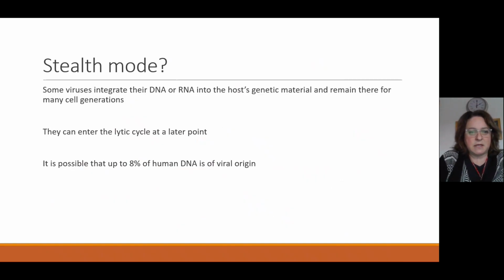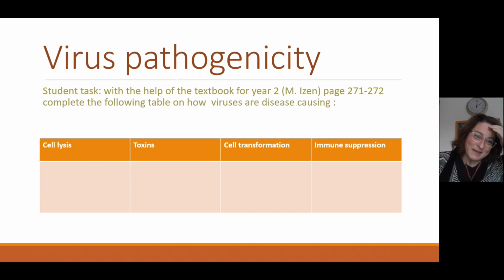So that lytic cycle, yes, it is about 8% of human DNA that is thought to be of viral origin. So obviously it made it into the, not the stem cells, not the somatic cells, the germline. That's the word I was looking for, into the germline cells.